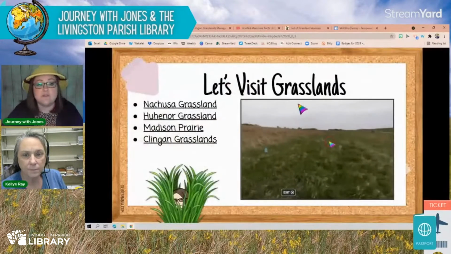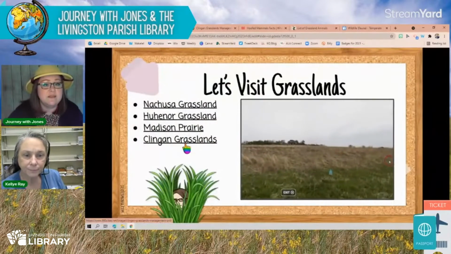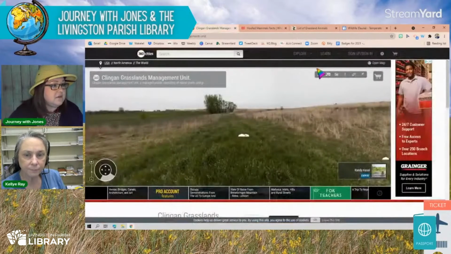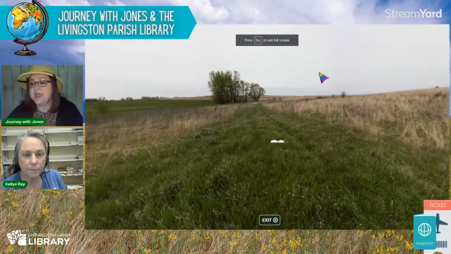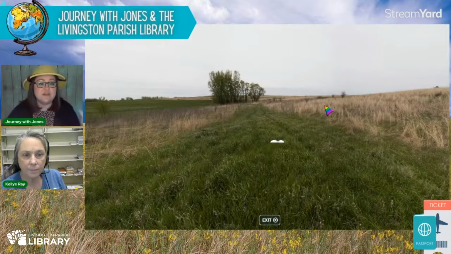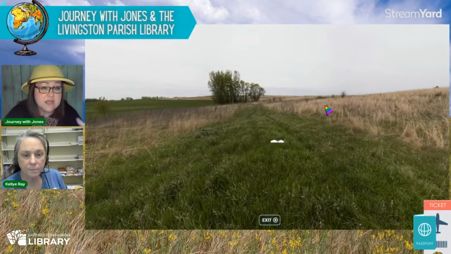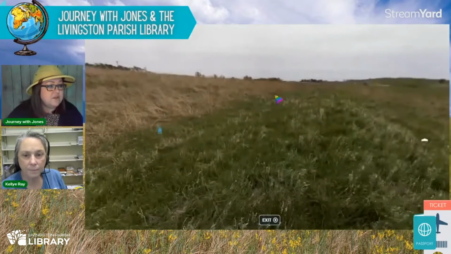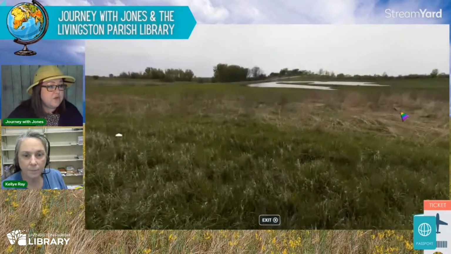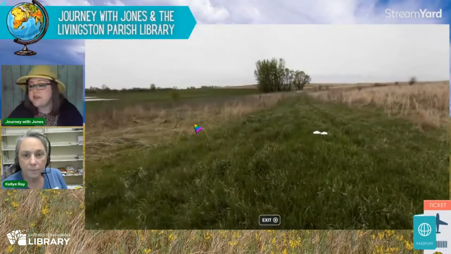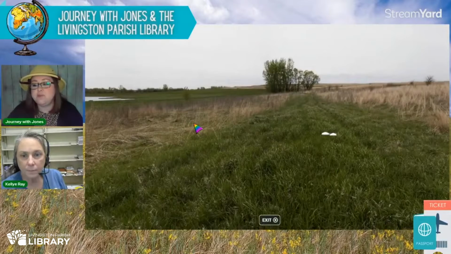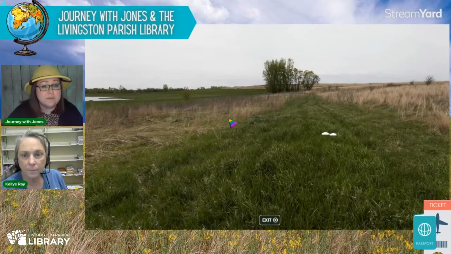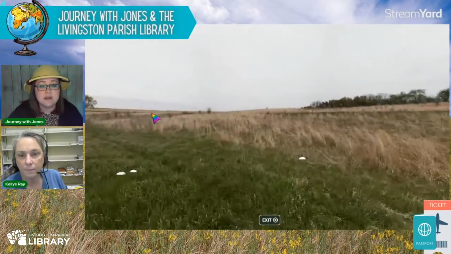And we're going to take a virtual tour of one more area in the grasslands. And this is prairie grass. This is a prairie in Iowa. And remember, we said grasslands that are temperate are usually referred to as prairies in the United States. You can see there are some trees, but a lot of open grassland. Now, this area in Iowa is part of the Chickasaw Bottoms, which is a protective grassland area.